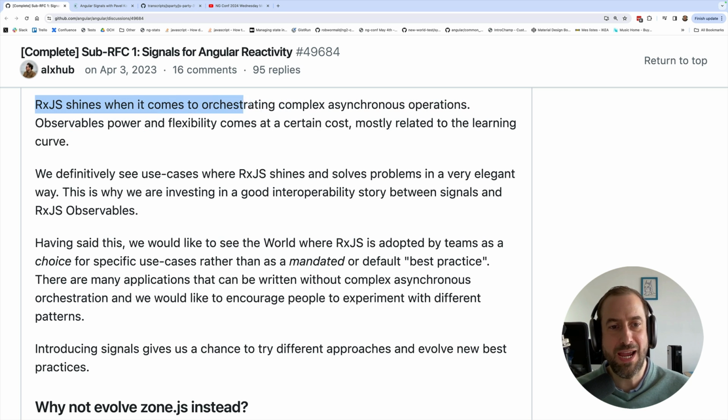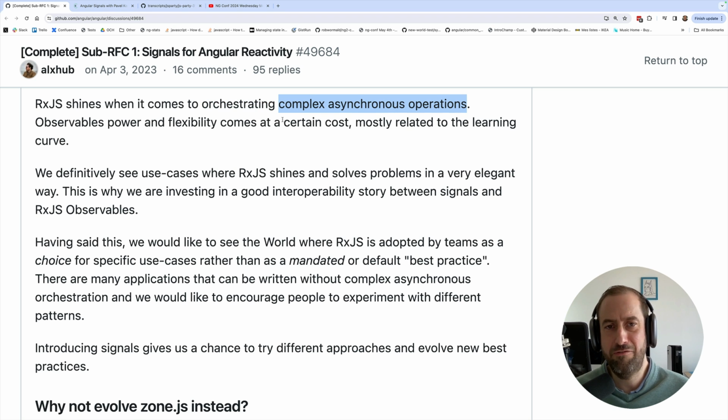RxJS shines when it comes to, and here is the critical part, orchestrating complex asynchronous operations. So the Angular team seems to think that RxJS is a great fit for certain particular use cases that require the orchestration of asynchronous events in complex ways. Now, many of you might already be thinking that many applications don't have this need. And that's true, but much more on that in a moment.